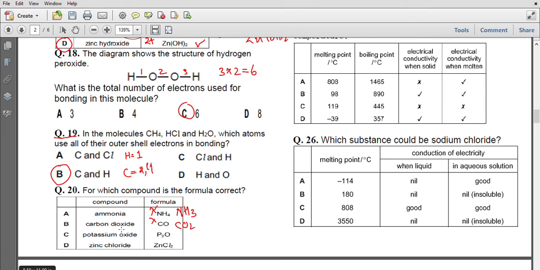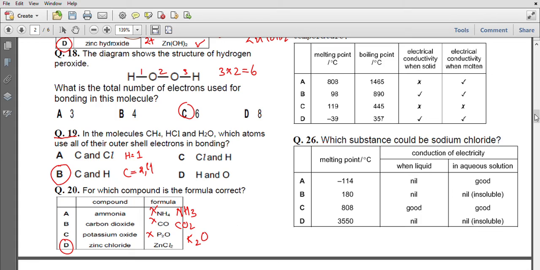Again, the formula for the potassium. The symbol for the potassium is K, not P. So the correct option is D, zinc chloride. So we have to eliminate C. Why? As the symbol for the potassium is K, not the P.